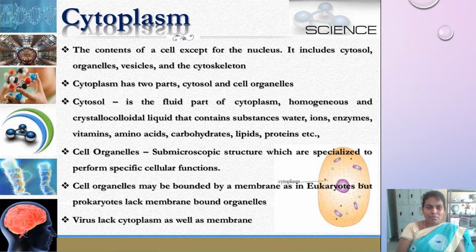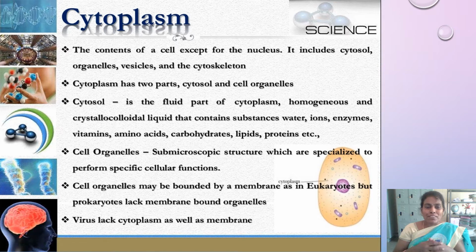What is cytoplasm? Cytoplasm is a jelly-like substance which is present between the nucleus and the plasma membrane. It has two important parts. They are cytosol and cell organelles. What is meant by cytosol? Cytosol is the fluid part of the cytoplasm. You all know that cytoplasm is a jelly-like substance, and this fluid part of the cytoplasm is called cytosol. It contains many substances such as water, ions, enzymes, vitamins, amino acids, carbohydrates, lipids, proteins, etc.